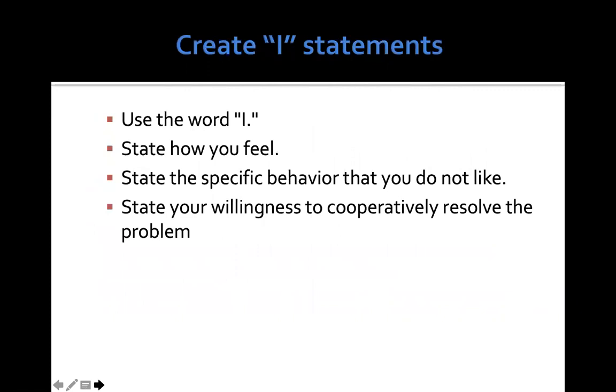You should be encouraging all the parties involved in a conflict to create I statements. For example: "I feel hurt when you took that pen away from me, and I thought you had something against me." So making sure it's not you, blaming, but I. Use the word I, state how you feel, the specific behavior that you do not like, and then how you're willing to cooperatively resolve the problem.